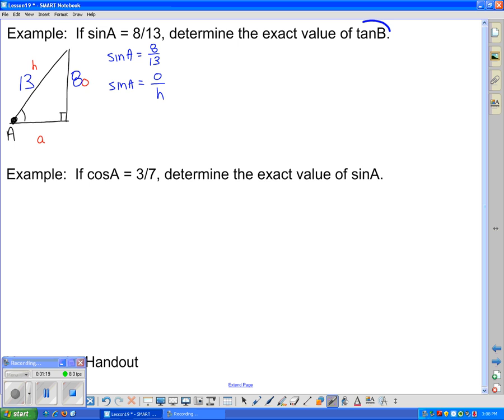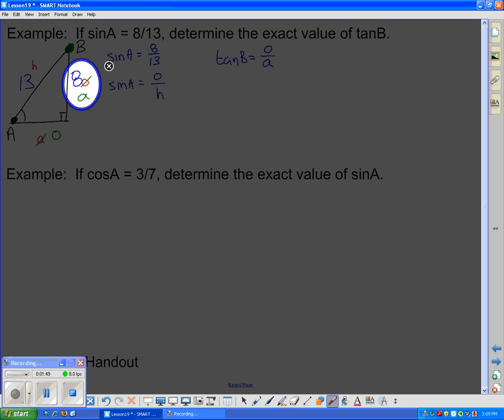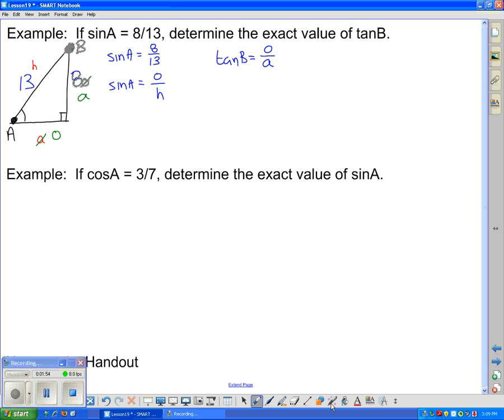Now I want to know tan B. So tan B will be the other angle. Tan of B will equal opposite over adjacent. I'm going to change pens, because if this is my reference angle, this now becomes opposite and this now becomes adjacent. So I need to know opposite and adjacent. Well, I know the adjacent side will be 8. I need to find the opposite side, and I'm going to do that using Pythagorean theorem.